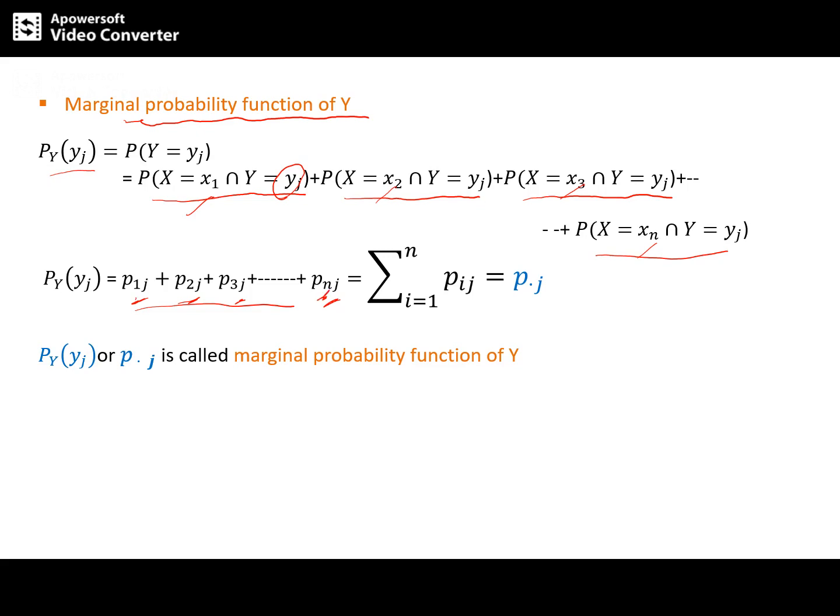Now we can also write it as the summation over i equal to 1 to n of pij. It is also denoted as p dot j, where P_Y of yj, or p dot j, is called the marginal probability of Y.